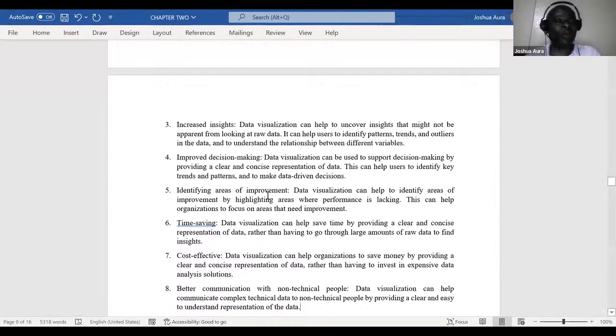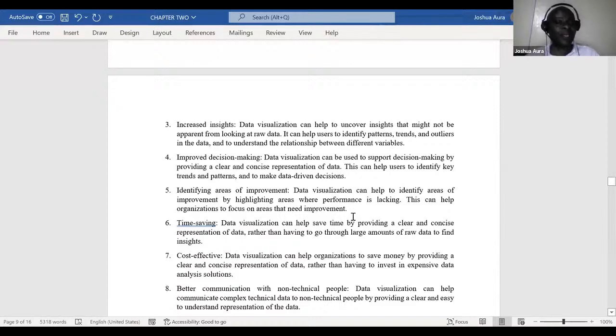Identifying areas of improvement, yes. Data visualization can help to identify areas of improvement by highlighting areas where performance is lacking. This can help organizations to focus on areas that need improvement.